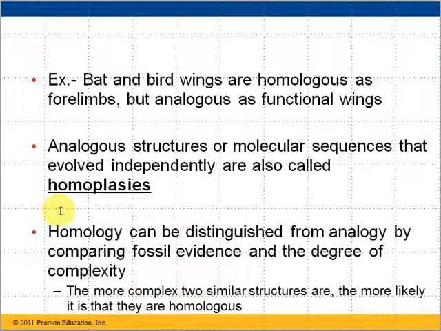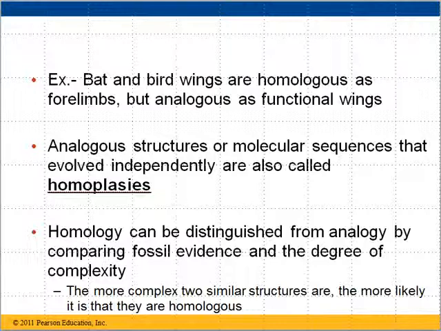Analogous structures or molecular sequences that evolved independently are also called homoplasies. Homoplasy is another term for these analogous structures. That word comes from the Greek meaning to mold in the same way, so you can see why that would be a good word for analogous structures.